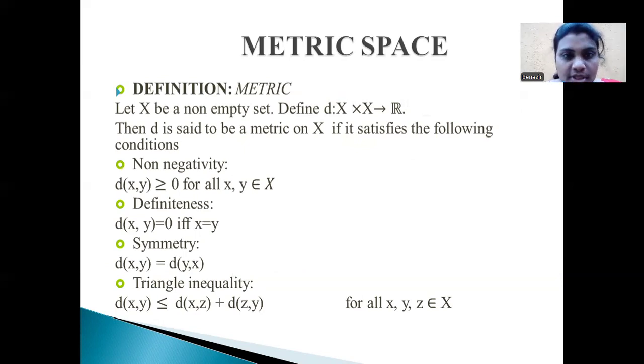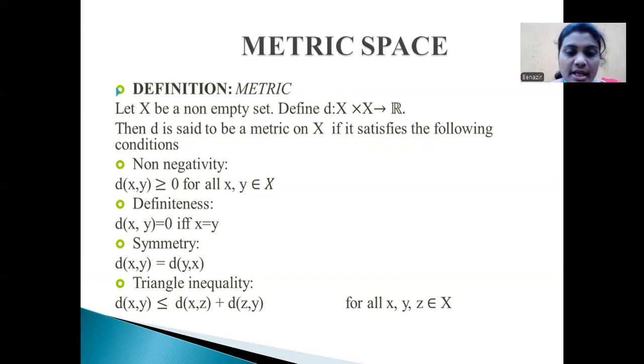Let X be a non-empty set. Define d from X cross X to R. Then d is said to be a metric on X if it satisfies the following conditions. First one is non-negativity: d(x,y) is greater than or equal to 0 for all x, y belongs to X. Next one, definiteness: d(x,y) is equal to 0 if and only if x is equal to y. Then symmetry: d(x,y) is equal to d(y,x).